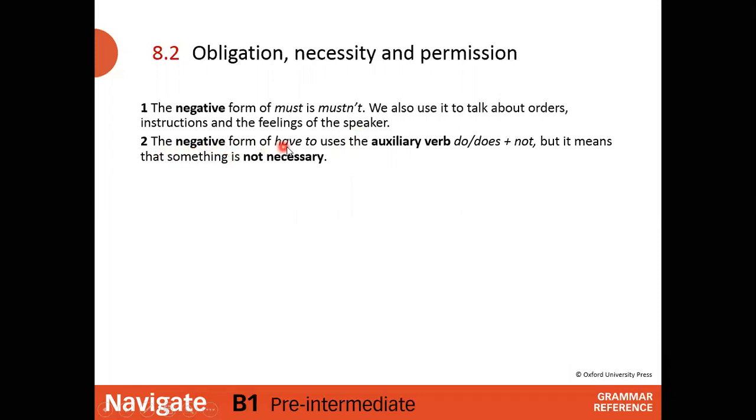The negative form of have to uses the auxiliary verb do, does, plus not, but it means that something is not necessary. Now here, to make the negative form of have to, you should use do and does plus not, and then you should use have to. This is a little different. So do not have to is different from must not, and it means not necessary.